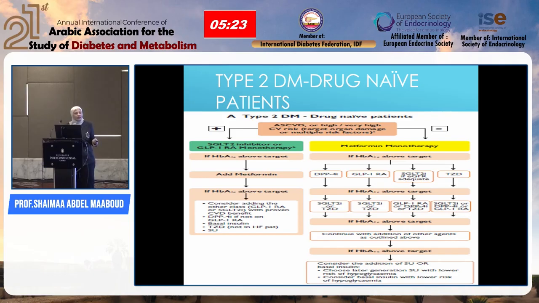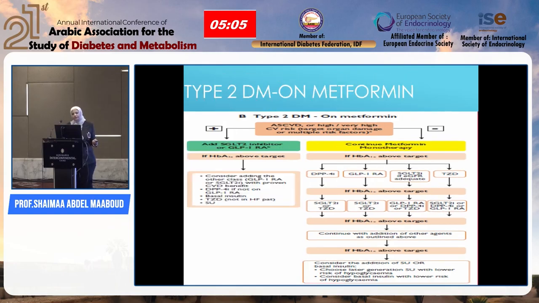If the patient is a naive patient with no evidence of cardiovascular risk or multiple risk factors, we can start with metformin therapy, and if not controlled in the next visits, we can add or shift him to other categories.